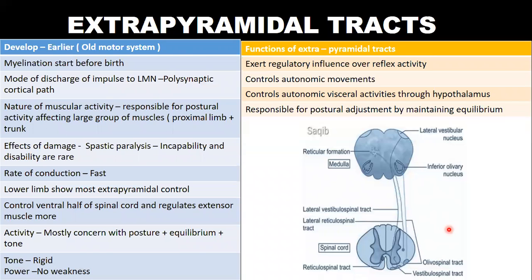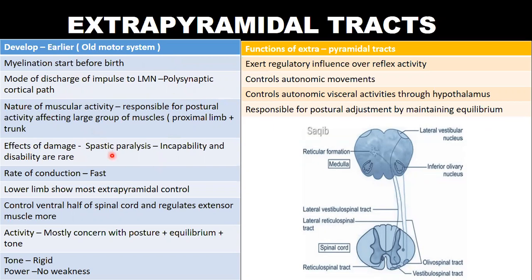Extrapyramidal tract, the things you need to remember are that it developed earlier, as I mentioned. It is the old motor system. Its myelination starts before birth. Its mode of discharge of the impulse to the lower motor neuron is polysynaptic, whereas in the pyramidal tract it is not polysynaptic, whereas here you see it is polysynaptic.